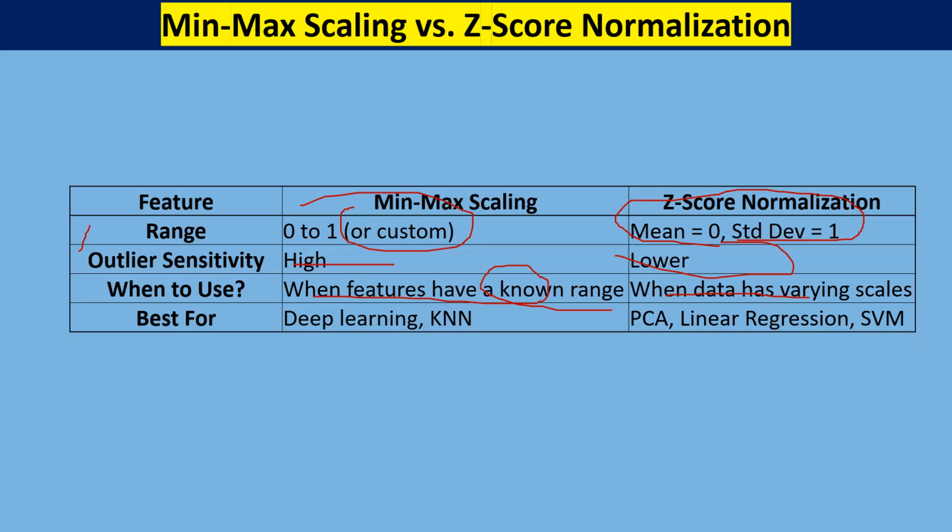The best for: Min-max is commonly used in deep learning, KNN, and models that rely on distance-based measures. Z-score works well for linear regression, PCA, and SVM.